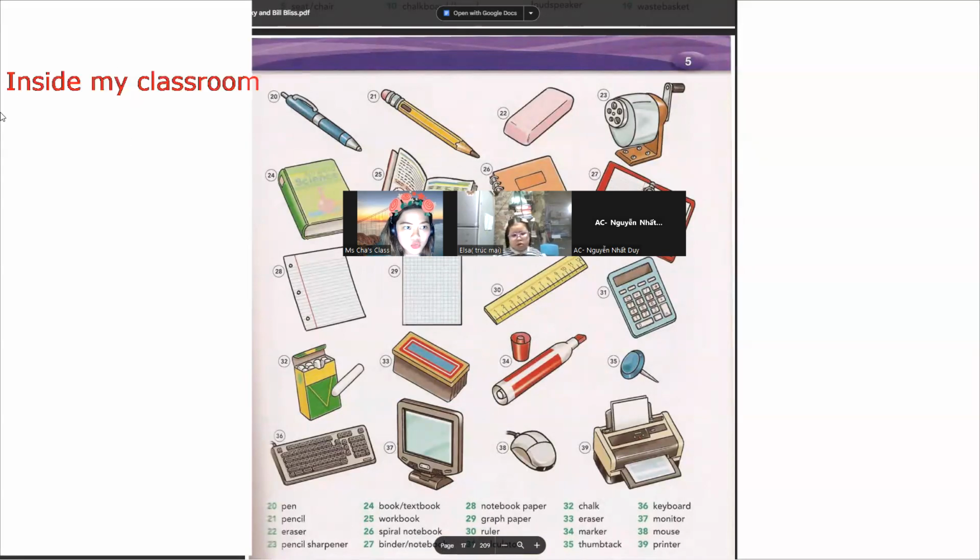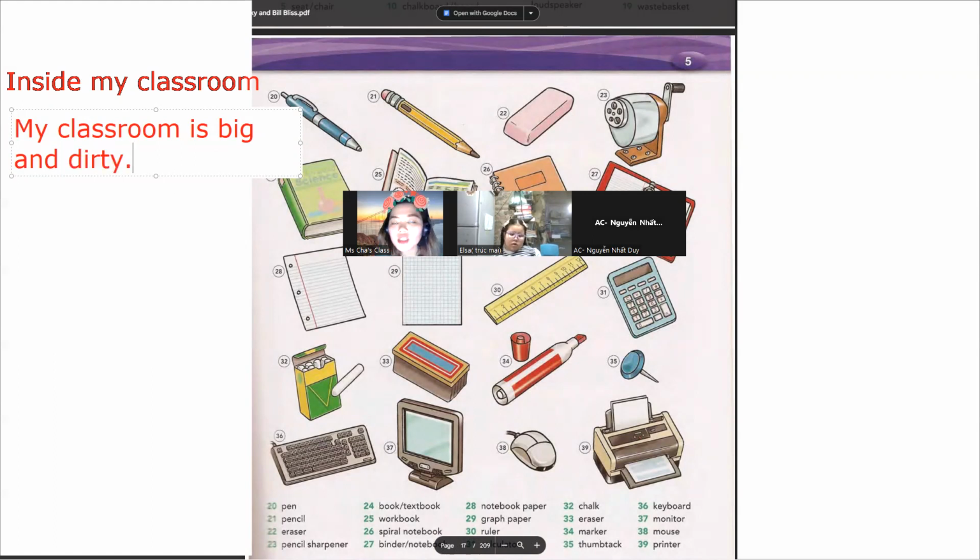Inside my classroom. How can you describe your classroom first? Is it big? Is it small? Is it clean? Is it dirty? What's the color? It's pink. My classroom, is it big? Did you say big or pink? Big. Oh, my classroom is big. Is it clean? No, it's dirty. Oh, my classroom is big and dirty.